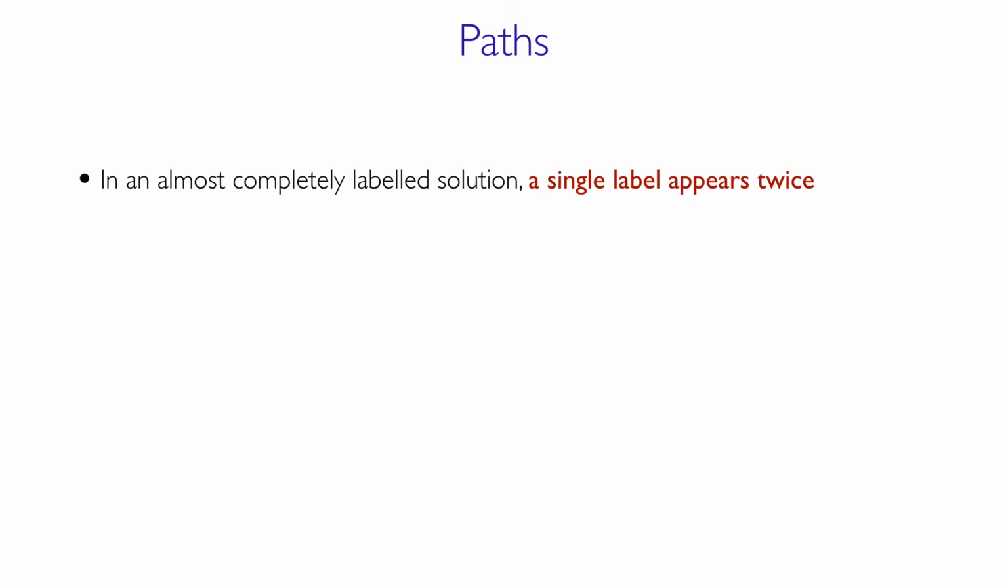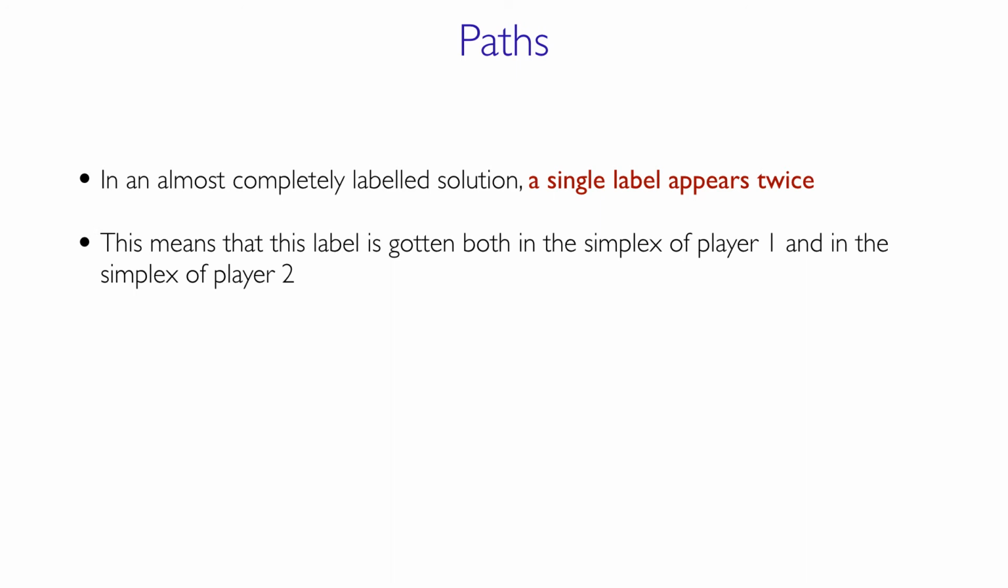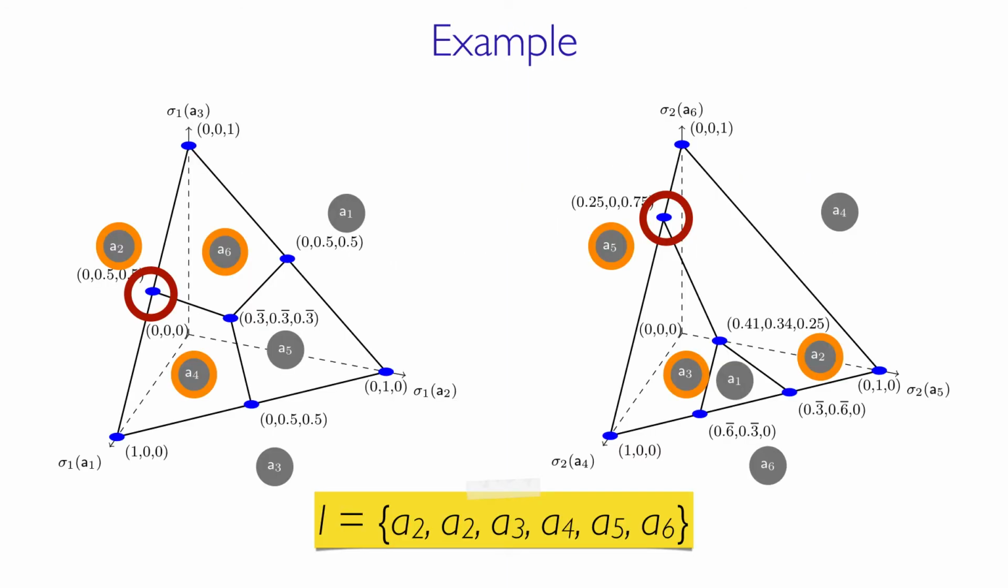In an almost completely labeled solution, a single label appears twice. This means that this label is gotten both in the simplex of player 1 and in the simplex of player 2, since we cannot take the same label twice in a single simplex. Here an example of almost completely labeled solution in which the label A2 appears twice.